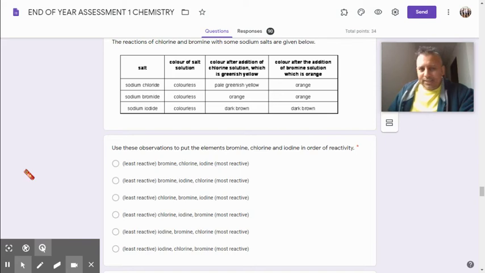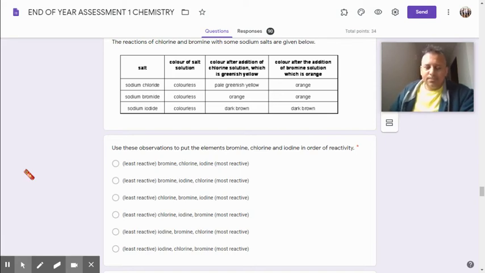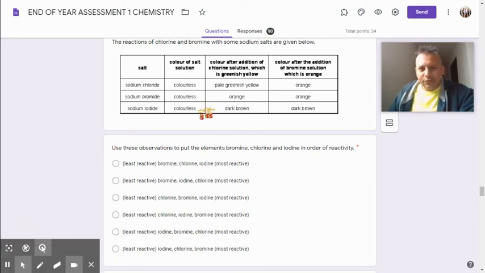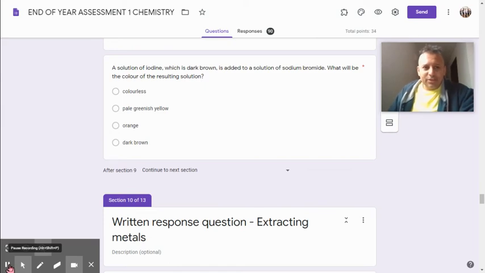Now, what is interesting is that if bromine water was to react with sodium chloride, the orange color would actually disappear because the bromine would disappear. There would be nothing to give that orange color at all. So you could assume that the sodium chloride in this particular situation would be in excess. And of course, the dark brown colors that you get from sodium iodide is from the fact that iodine is produced. So in answer to the question, the solution of iodine, which is dark brown, is added to a solution of sodium bromide. We know that iodine is very low in the reactivity series of halogens that we've just put together above.